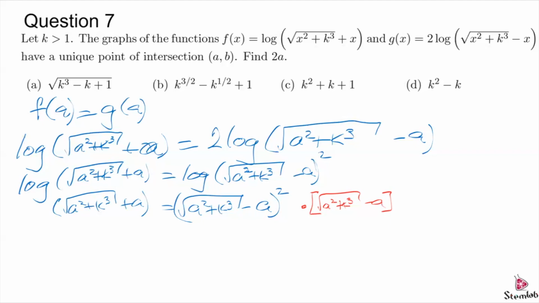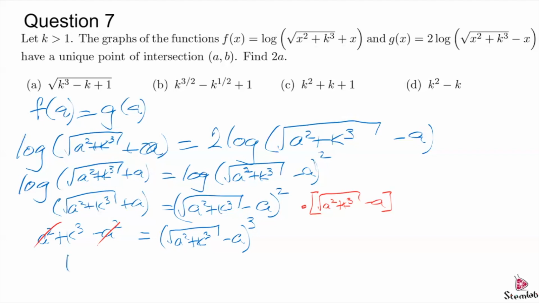The left-hand side becomes a squared plus k cubed minus a squared, the difference of squares. Okay. And the right-hand side becomes the quantity square root of a squared plus k cubed minus a, cubed. So on the left-hand side, a nifty thing happened. The a squares cancel each other. So now we have a perfect cube equals a perfect cube. So we can take the cube root of both sides.